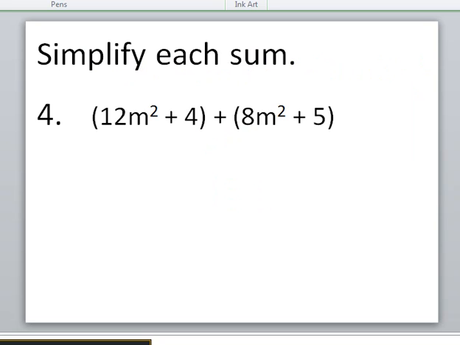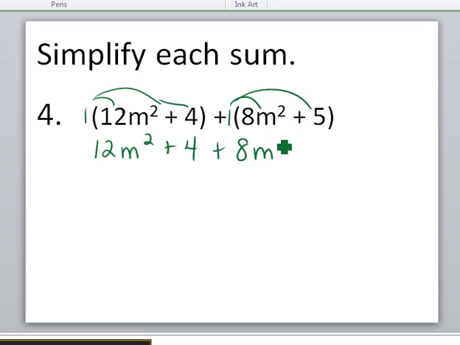This is the way a lot of our problems are going to look, and they're going to look like we're going to add polynomials together. Being more specific, this would be a binomial that has 2 terms plus a binomial that has 2 terms. What is really going on here is there's a 1 that sits in front of each of these parentheses. The 1s, when you distribute, does not change the problem inside. So if I distribute a 1 here as well, I get an 8m squared and a 5. When I add my like terms, I get 20m squared, and then I have 4 plus 5, which is 9.